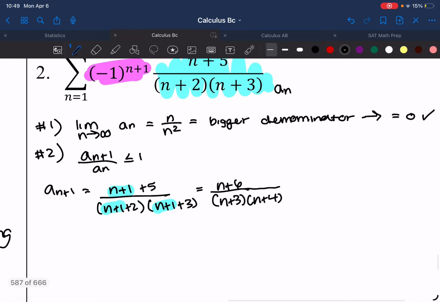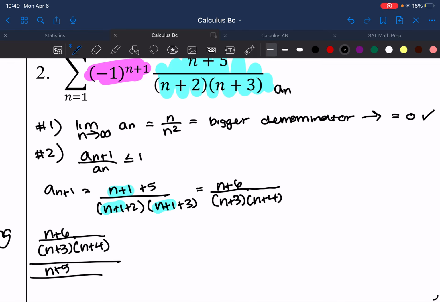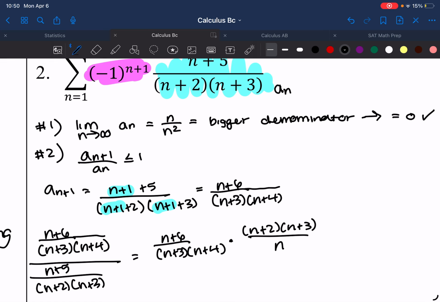And so putting that in the ratio, that is n plus 6 over n plus 3 times n plus 4 divided by n plus 5 over n plus 2 times n plus 3. Or that's the same as multiplying by the reciprocal. So n plus 6 over n plus 3 times n plus 4 times n plus 2 times n plus 3 over n plus 5. When we do that, n plus 3 cancels out. And so we can continue to simplify this by multiplying the rest out.